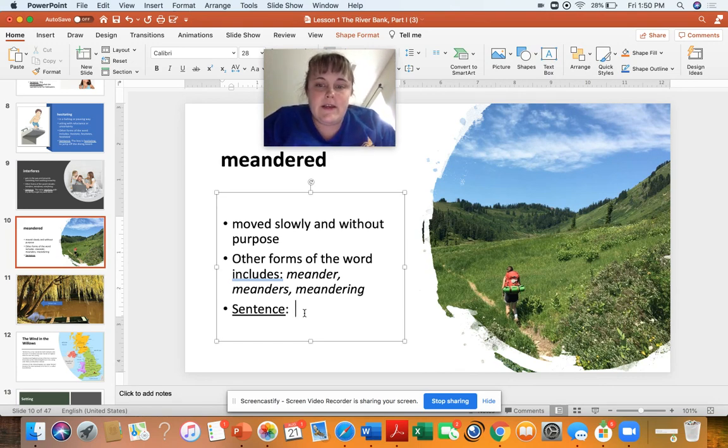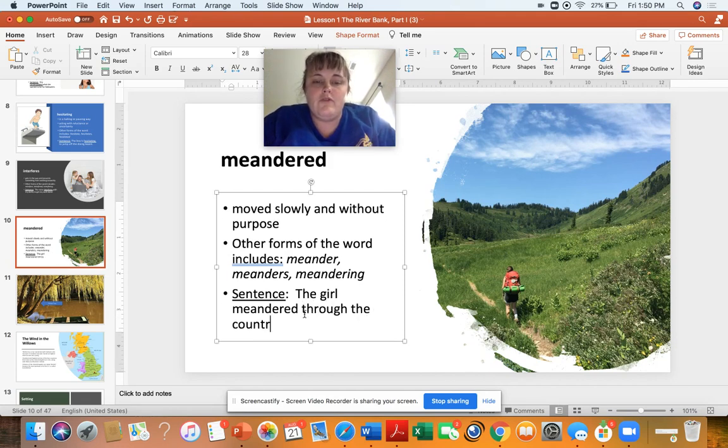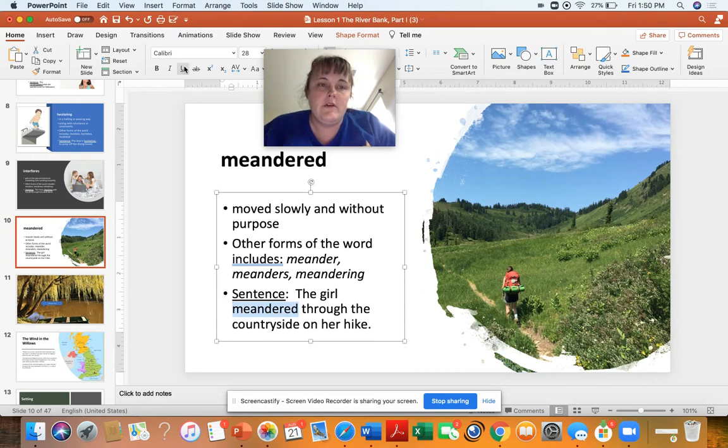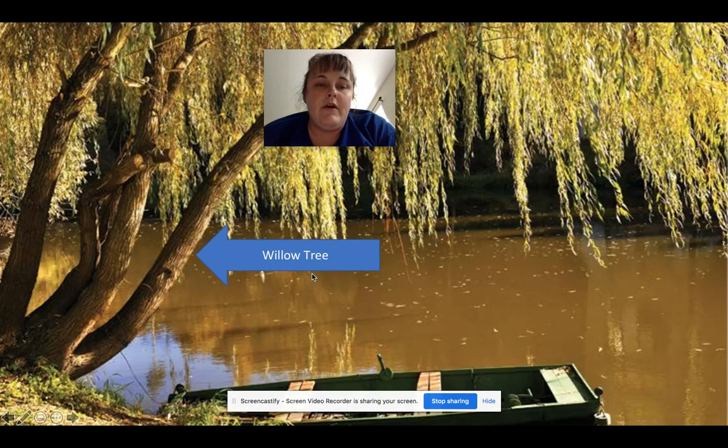So I may say, the girl meandered through the countryside in her hike. I'm going to highlight that word, underline it, and there we go. Meandered. All right, so I'm going to pause right there for a minute.